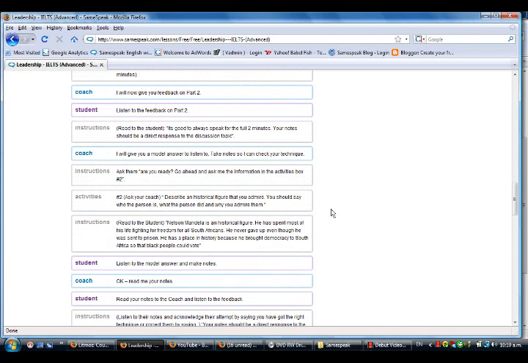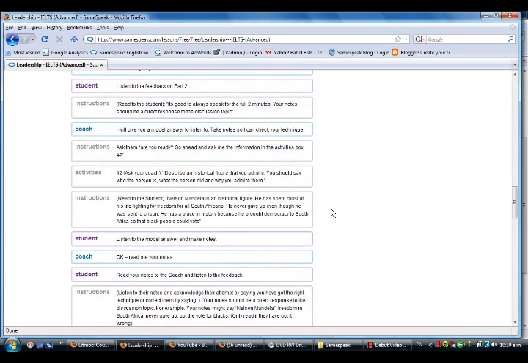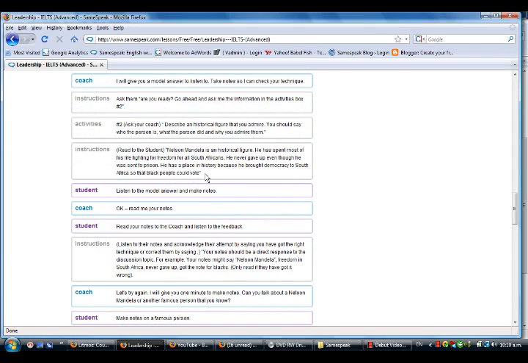Now ask them if they're ready and then go ahead and get them to ask you the information in the activities box. So it says number 2, ask your coach. Describe an historical figure that you admire. You should say who the person is, what the person did, and why you admire them. Then you're just going to read out the short model answer. It's not 2 minutes, but it is basically a good, complete beginning to an answer.